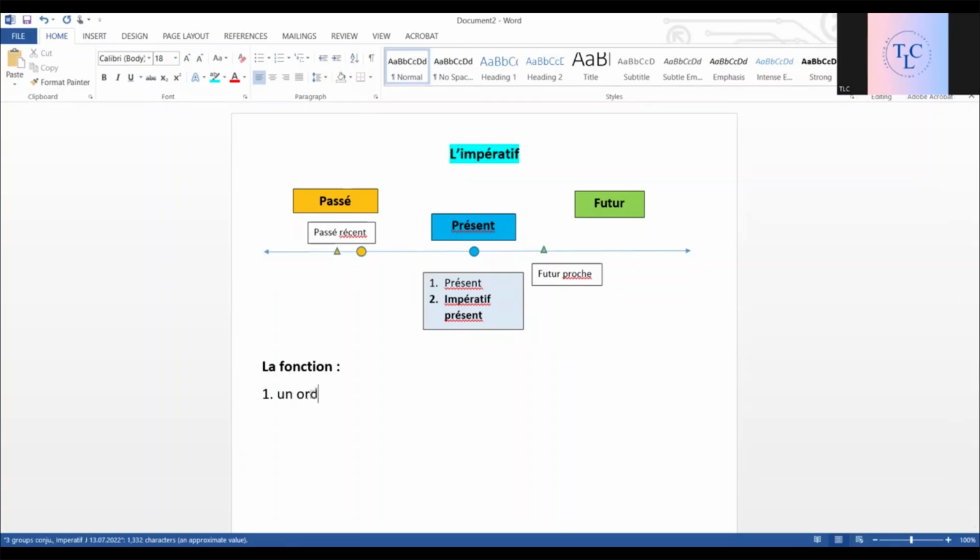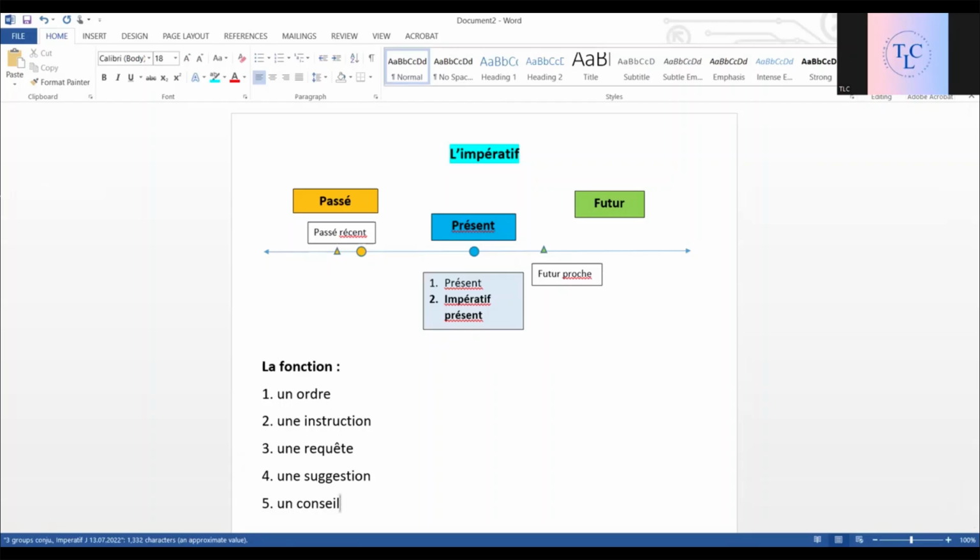to give an order, to give an instruction, un ordre, une instruction, une requête, to make a request. Une suggestion, to make a suggestion. And un conseil, to give advice. For all these reasons, we use the imperative.